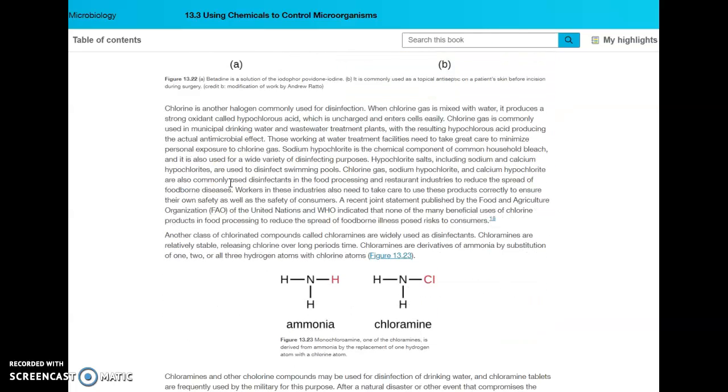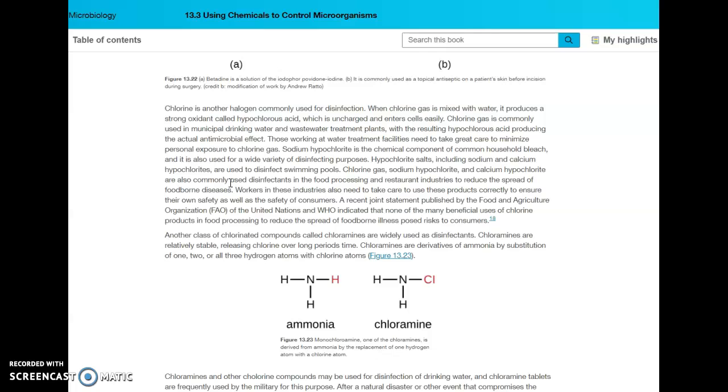Chlorine can be used for disinfection. Of course, we use it in water. This is what most municipal water supplies use for disinfecting their water. When you add chlorine gas to water, it forms hypochlorous acid. And this is what really produces that antimicrobial effect. Sodium hypochlorite, another chlorine-containing compound, is the main ingredient in bleach, and that's why bleach is such a good disinfecting agent.